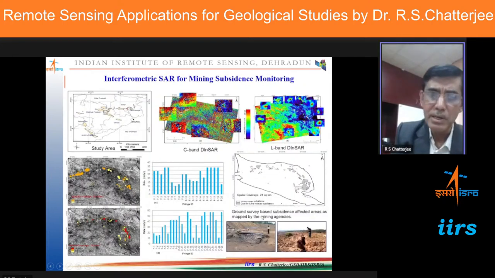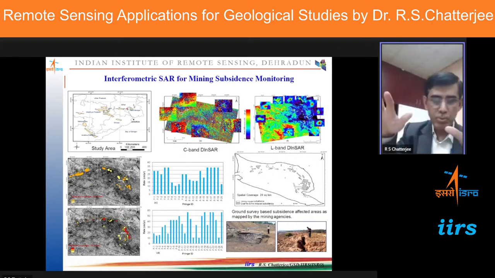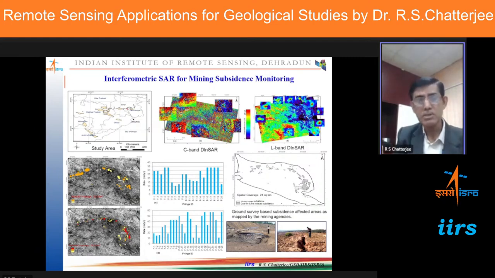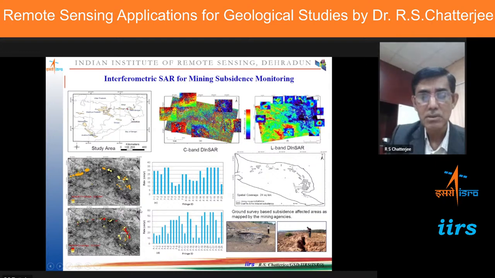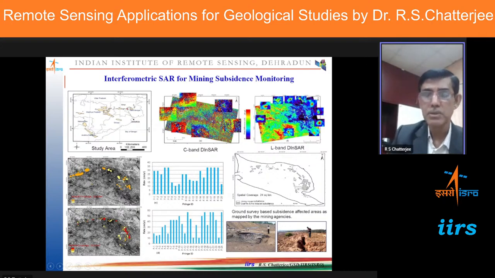Similarly, in a coal mining area, subsidence or roof collapse is another major problem. Because of the underground mining, because of the underground coal fires, because of the waterlogging, subsidence can take place, roof collapse can take place, and casualties and loss of property can always happen, and it happens. Here we have studied using the interferometric SAR technique and using different bands, C band, L band. We have studied these subsiding areas and compared with the ground surveyed map. You see, this is the rate of subsidence in centimeter per year.